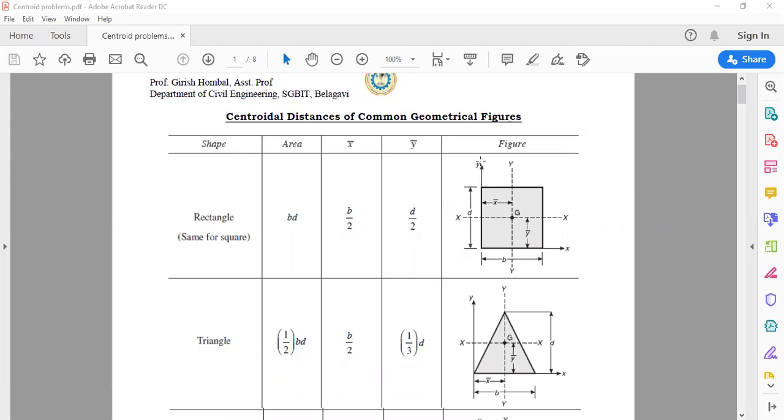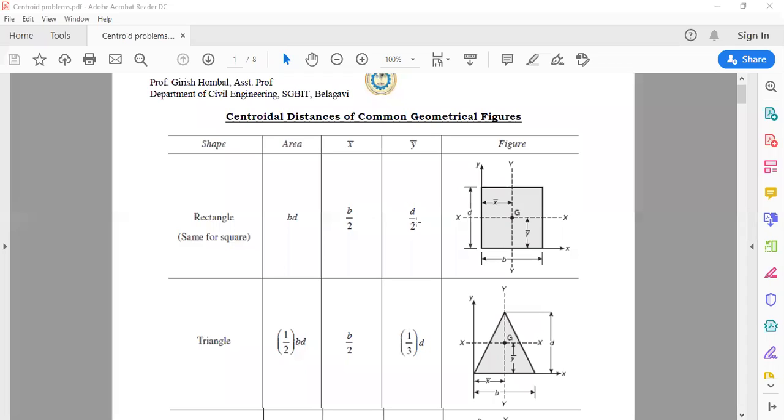Now this small y axis and small x axis, they are the reference axes, whereas this capital Y axis and capital X axis, they are the centroidal distances. Now we need to understand one thing, that any geometrical figure always has two centroidal distances. The reason being two reference axes. So the distance from each reference axis will give you a centroidal distance.